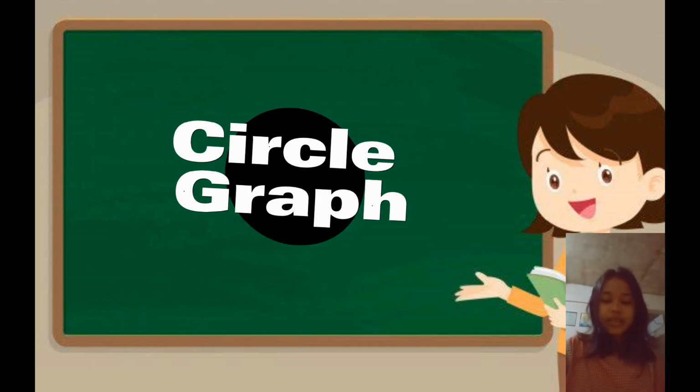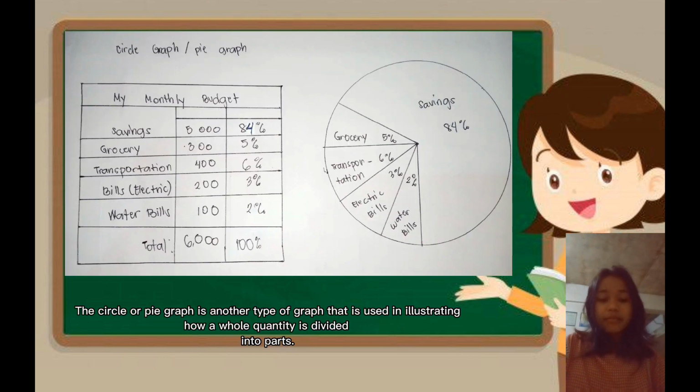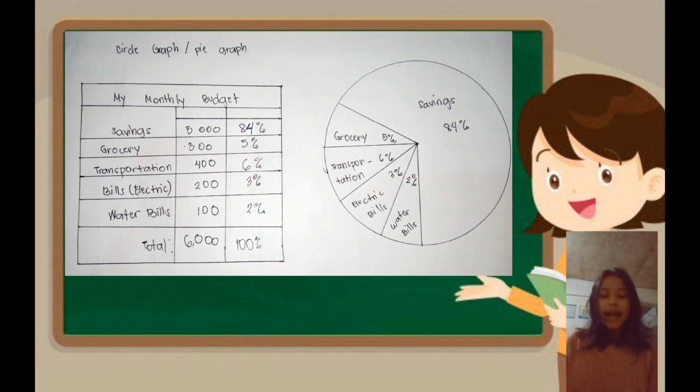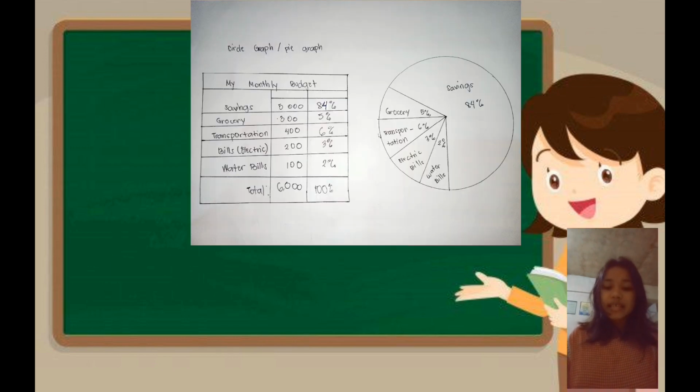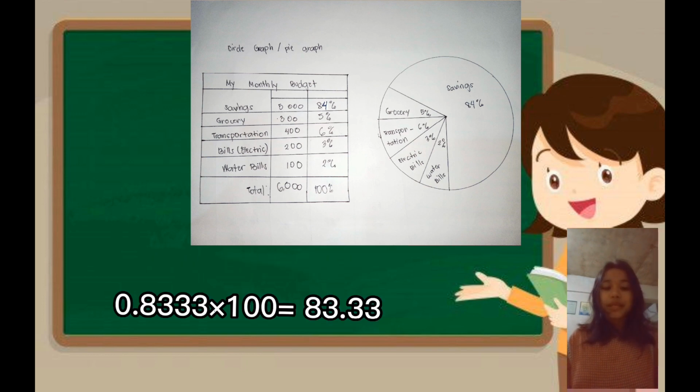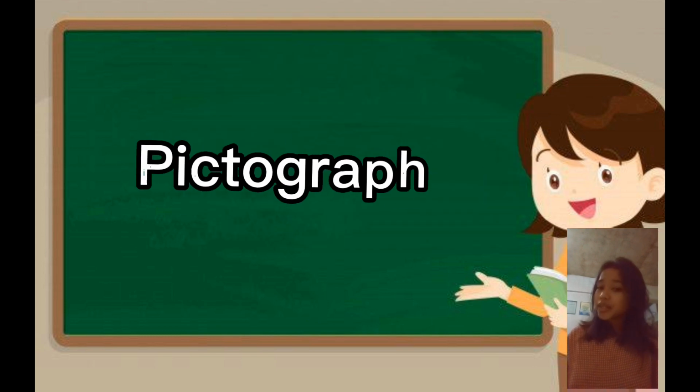Circle graph. The circle or pie graph is another type of graph that is used in illustrating how a whole quantity is divided into parts. For example, I make my money budget, my savings, and others. All I have to do is to add all my budget and get the percentage. To get the percentage, the formula is we have to divide the value by the total value and then multiply the result by 100.